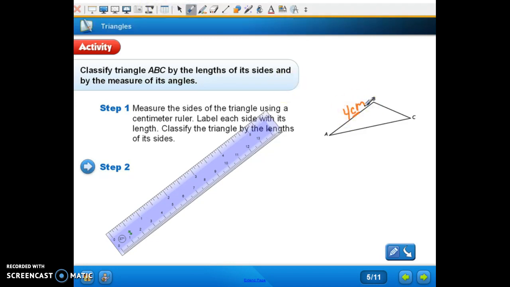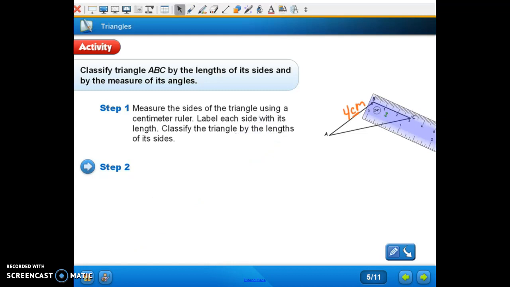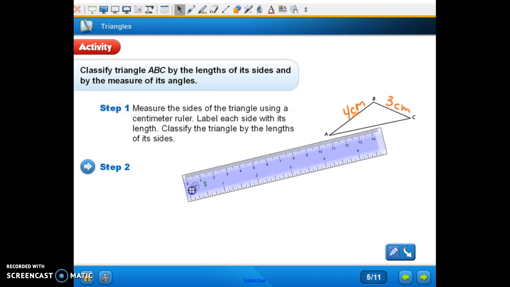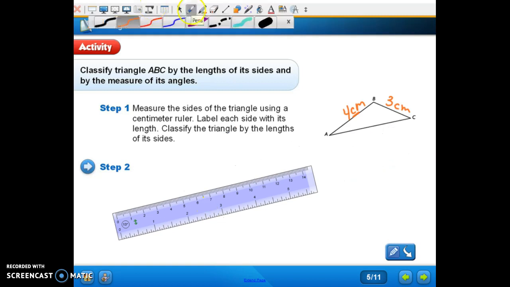Okay, let's look at side BC. We got what? 3 centimeters. Now we're going to measure side AC. Okay, and line AC we got to be what? 6 centimeters. So let's look at those sides. What does it have to have to be an equilateral triangle? All sides equal. What does it have to be an isosceles triangle? Two sides equal. And what is it if all three are different like this one? Scalene. It's a scalene.